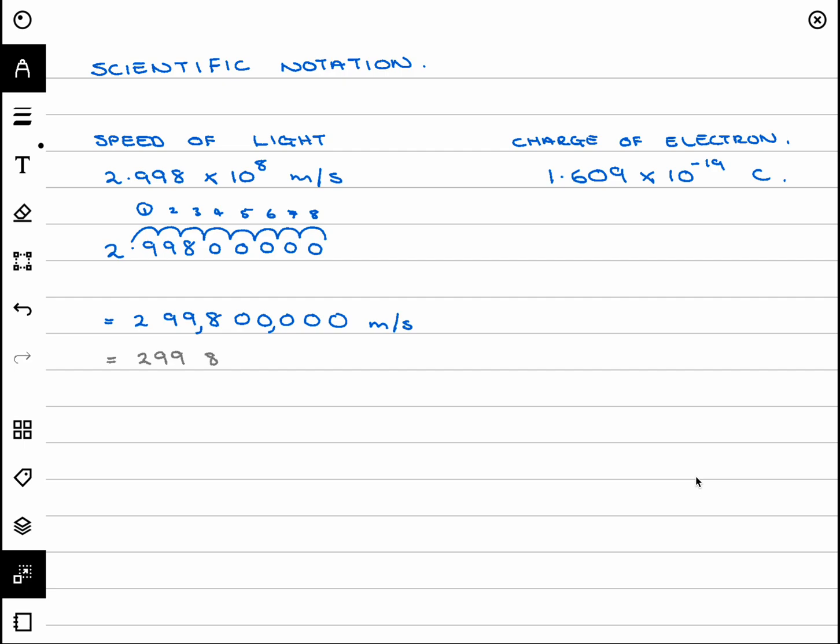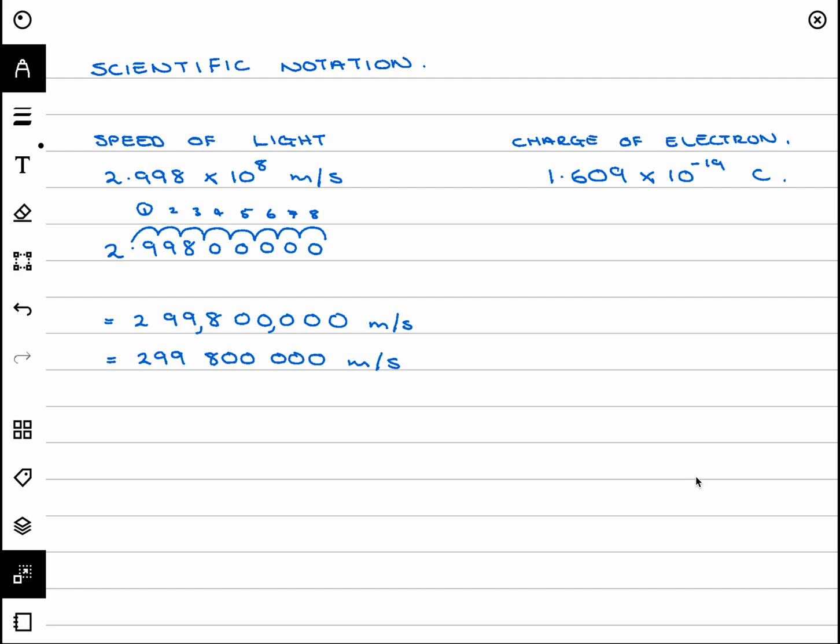So if I was going to say that as an actual value, well, that's 299 million, okay, or close to 300 million meters per second. So over every second, you would travel 300 million meters, which is extremely fast.